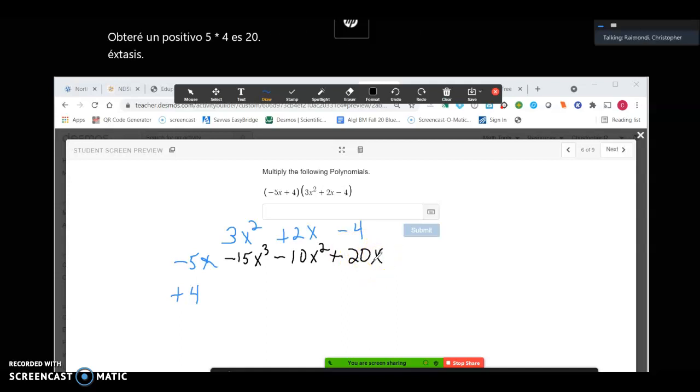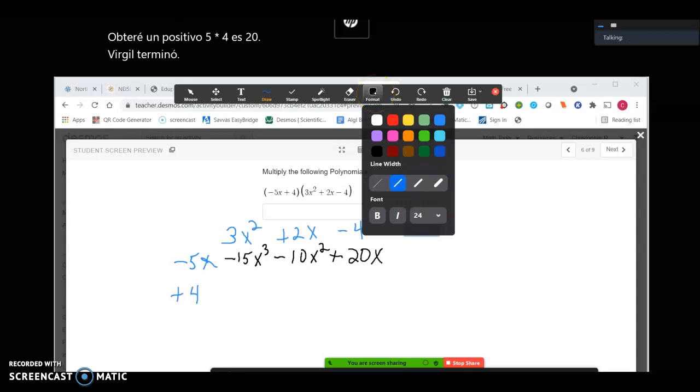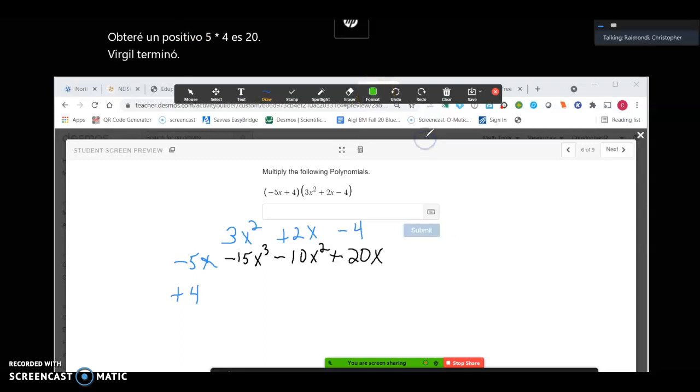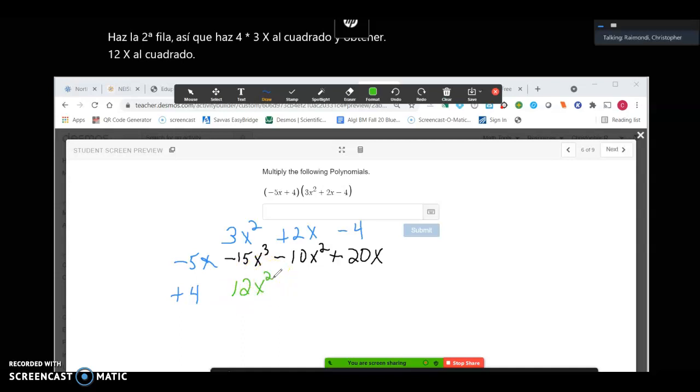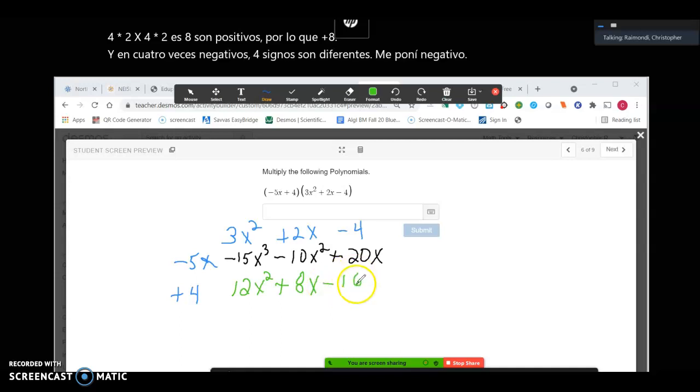First row is done. Now I'll do the second row. So I'll do 4 times 3x squared. I'll get 12x squared. 4 times 2x. 4 times 2 is 8. They're both positive. So plus 8x. And then 4 times negative 4. Signs are different. I get negative 16.